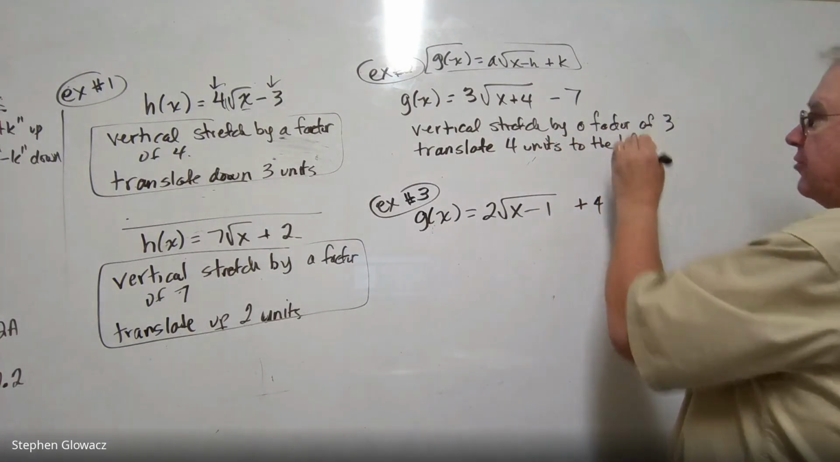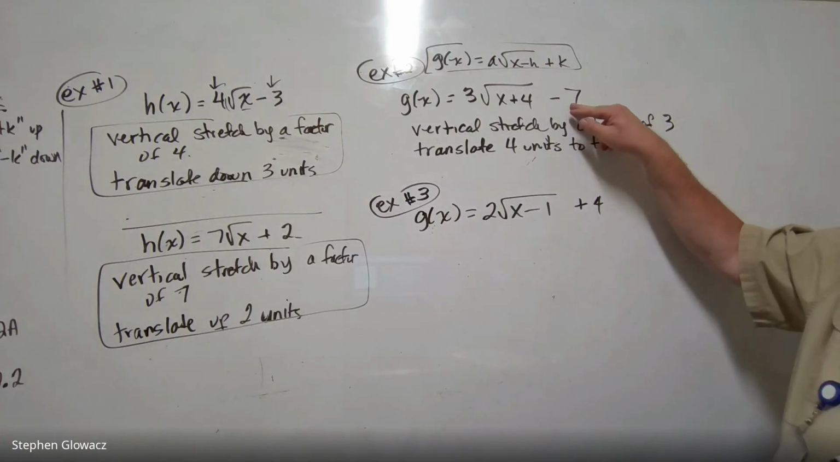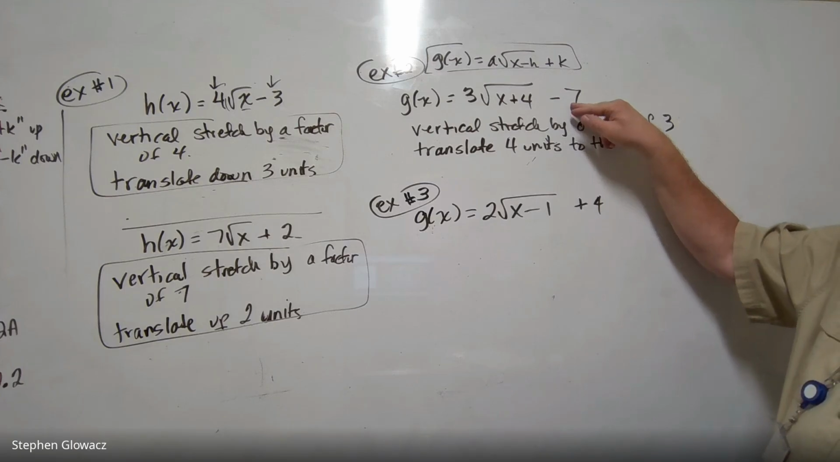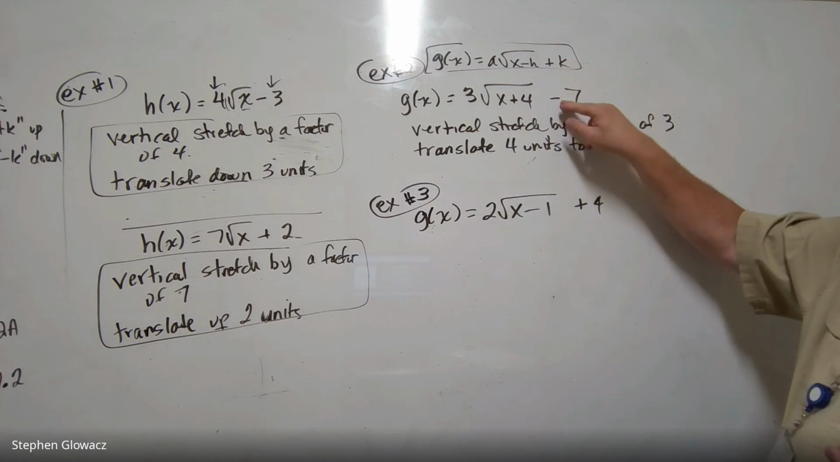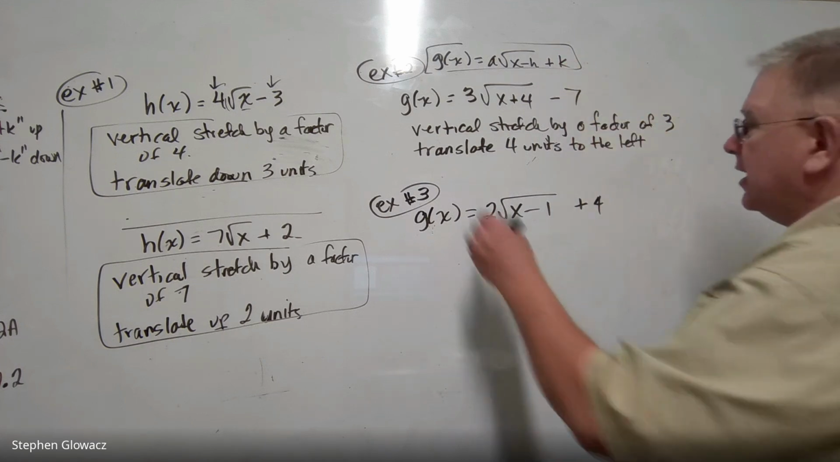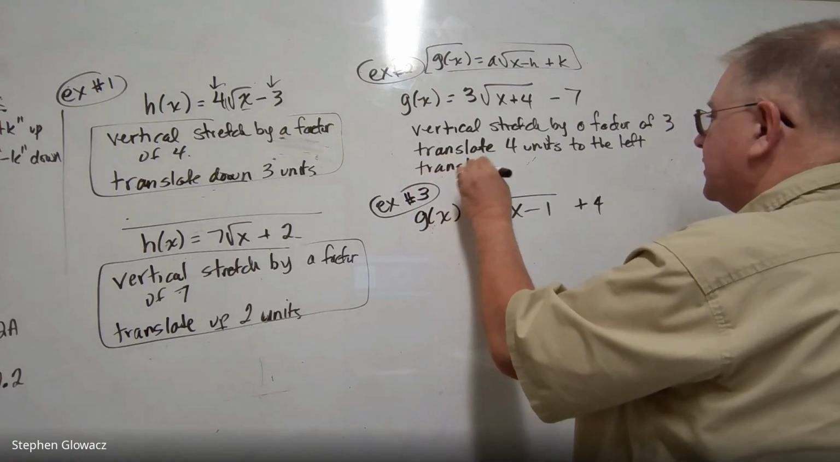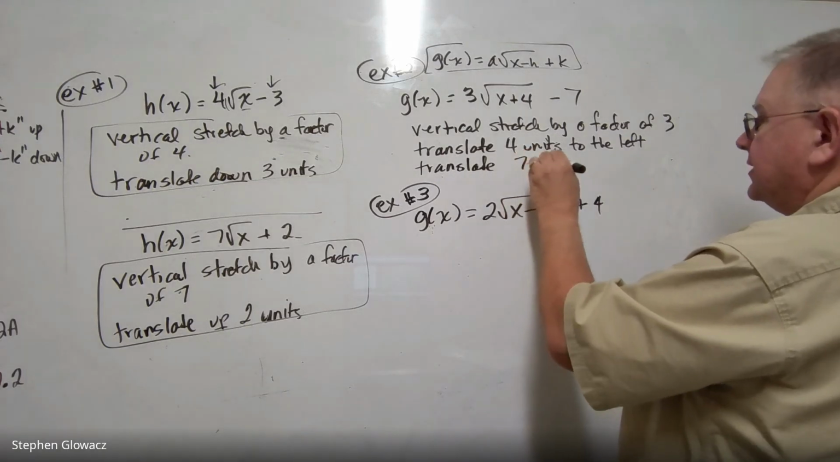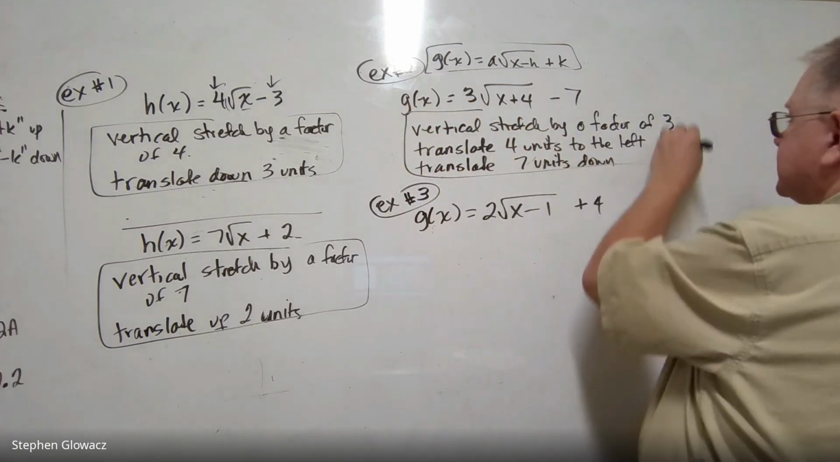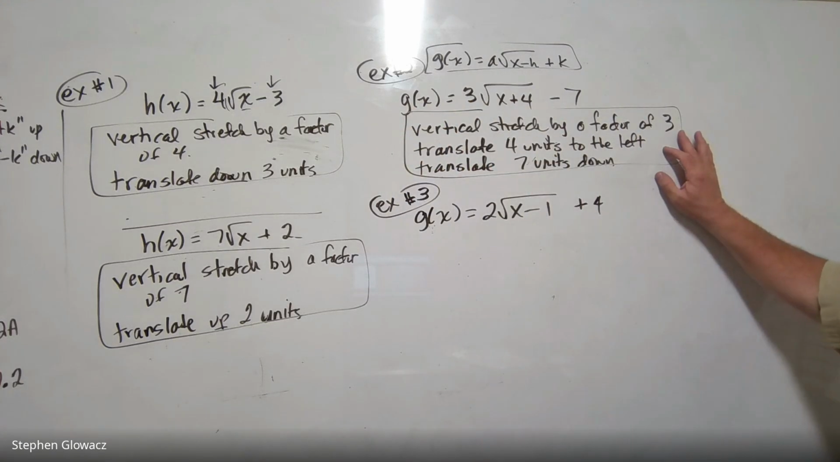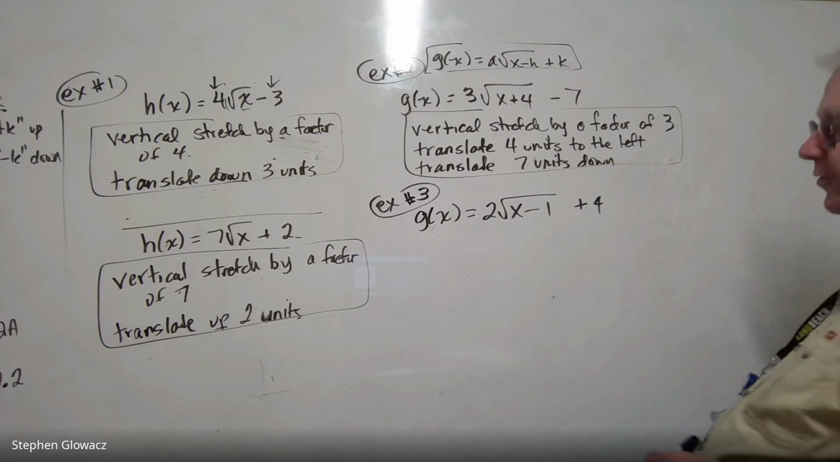And then there's one more transformation here. This -7 is outside the parentheses, outside of the radical. And so that's k. It's a minus. Remember, when k is a minus, it goes down. So that would be translate 7 units down. And those are our 3 transformations for our example for problem number 2. Okay, let's make sure we got everything we wanted to say. Yep, that looks good.